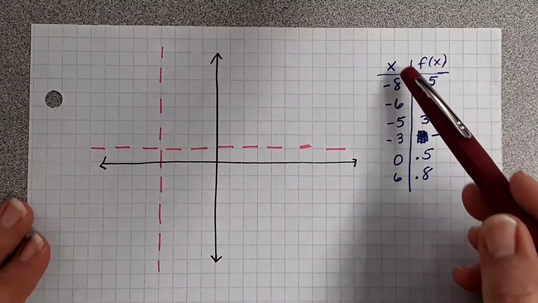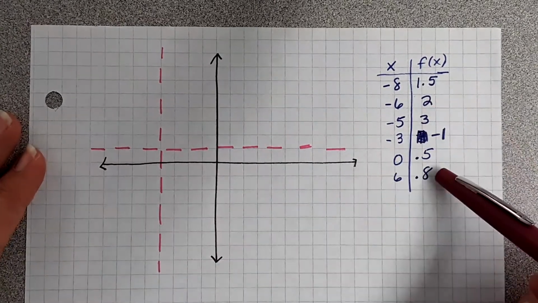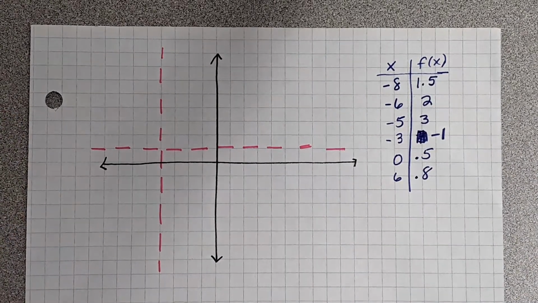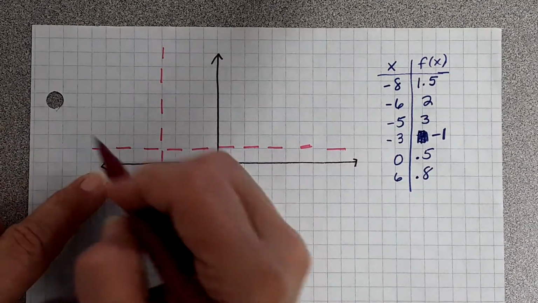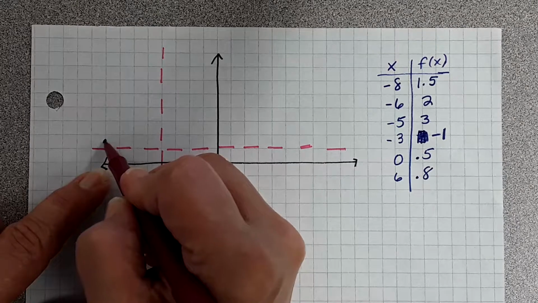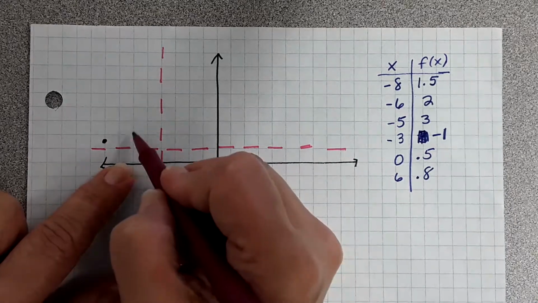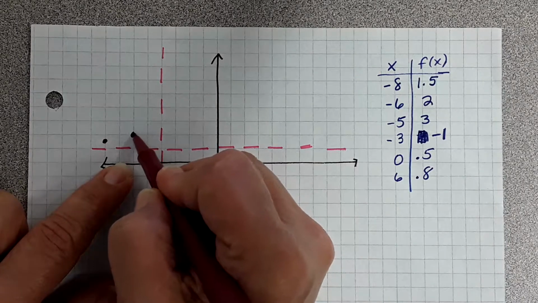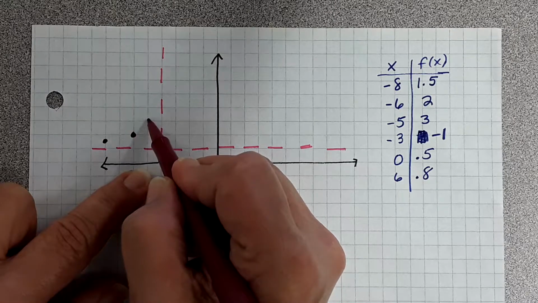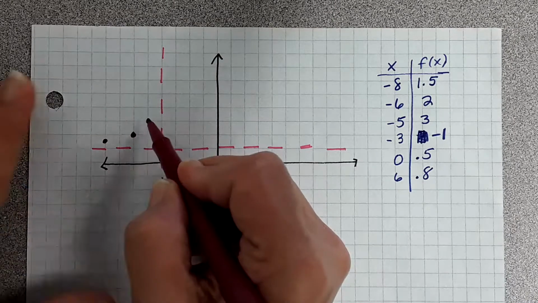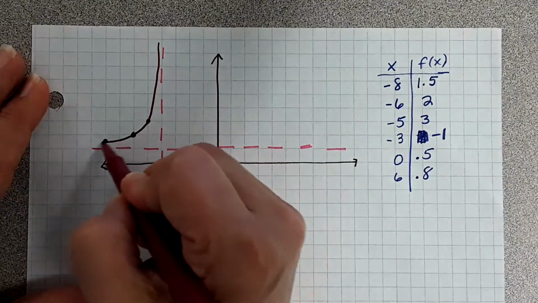So I've picked my points. I picked 3 to the left, 3 to the right, and now I'm going to graph them. So I'm going to go over to -8. So this is -4, 5, 6, 7, -8, and I'm going to go up 1.5. I'm going to go over to -6, and I'm going to go up 2. I'm going to go over to -5, and I'm going to go up 3. And you kind of can see how it's going to go, so we're going to come down like this.